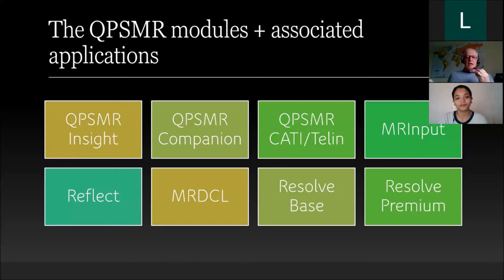And separately, we have MRDCL. That's the scripting language that uses the same engine as QPSMR. So QPSMR and MRDCL actually use exactly the same engine to process surveys, which explains why they're both right at the top of the range in terms of how quickly they process tables, how many tables they can do, and the biggest sample sizes they can handle are literally millions. So it's QPSMR and MRDCL use the same engine. The difference is that MRDCL uses a scripting language and QPSMR uses a much easier to use user interface.